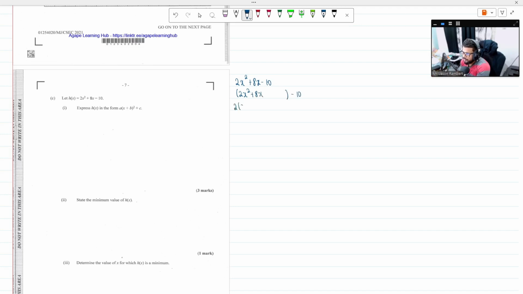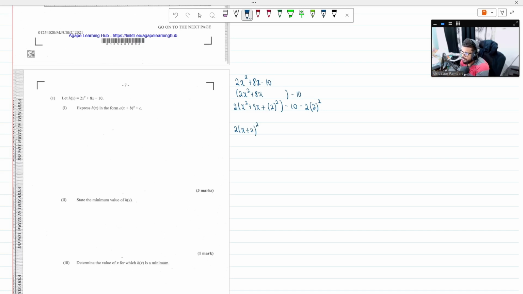Factorize all the 2. x squared plus 4x, and I add in half the coefficient of x. Half of 4 is 2, squared, minus 10. And I'll have to take away 2 multiplied by 2 squared. The middle is now a perfect square. I'll get 2 into x plus 2 squared minus 10.